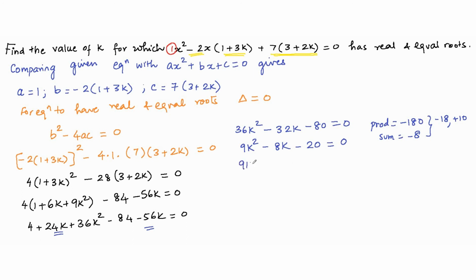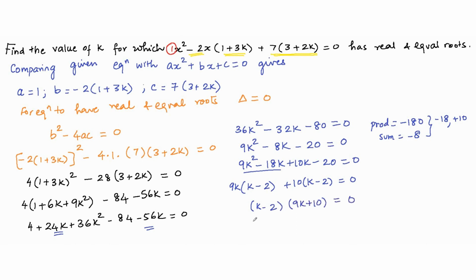So this becomes 9k square minus 18k plus 10k minus 20 is equal to 0. In these two terms, 9k is common. So 9k times (k minus 2) plus 10 times (k minus 2) should be equal to 0. Therefore, (k minus 2) times (9k plus 10) is equal to 0, which implies k is either 2 or k is negative 10 by 9. These are the different values of k for which the given quadratic equation will have real and equal roots.